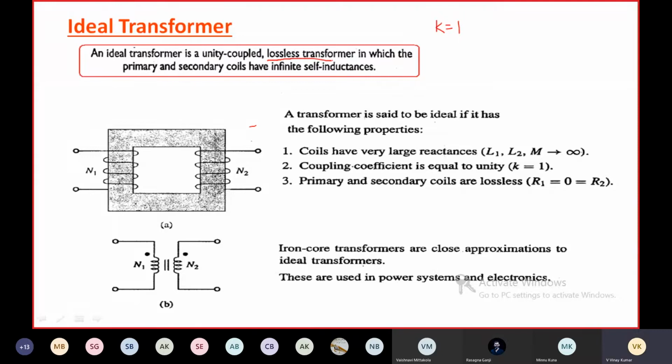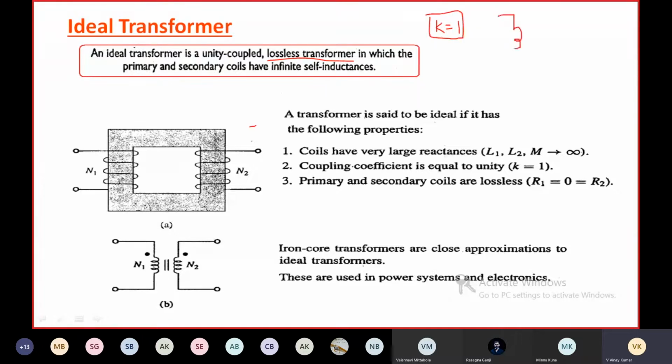And it is a lossless transformer having no losses, in which the primary and secondary coils have infinite self-inductance. Means L1, L2, M are all equal to infinite. So an ideal transformer is a unity coupled circuit, means K is equal to 1.